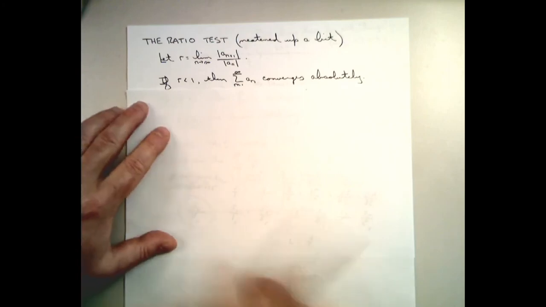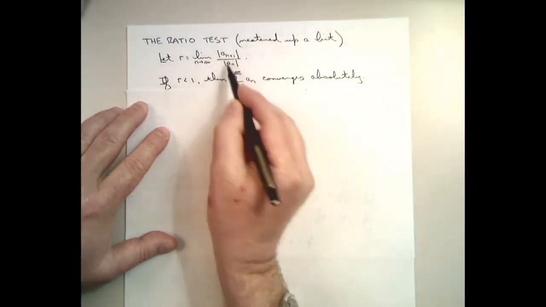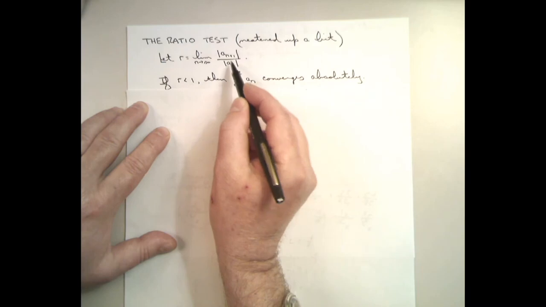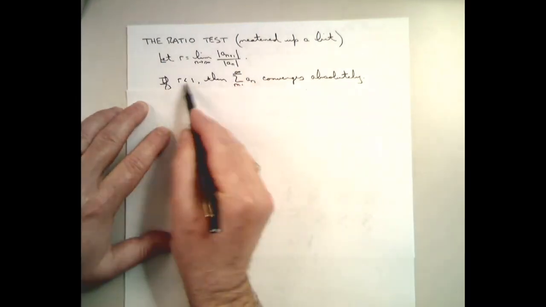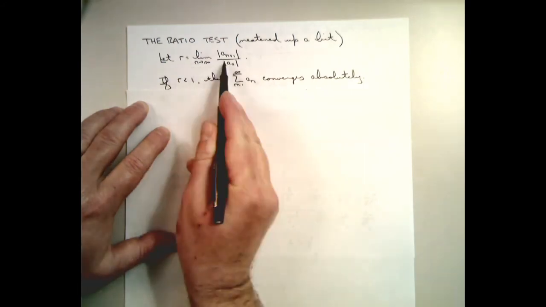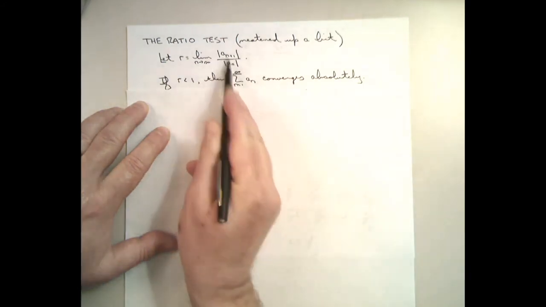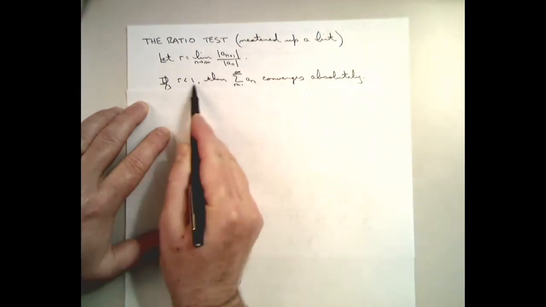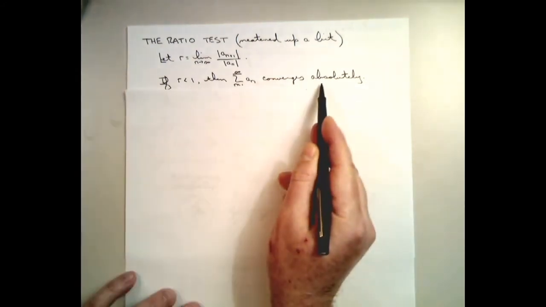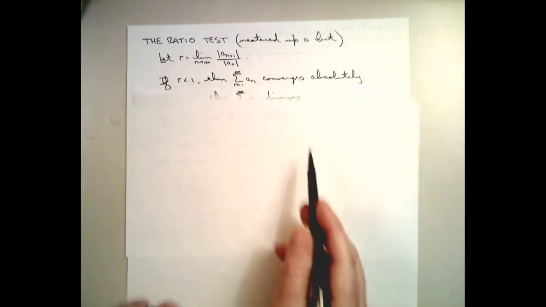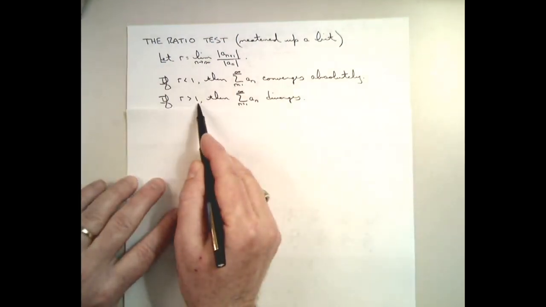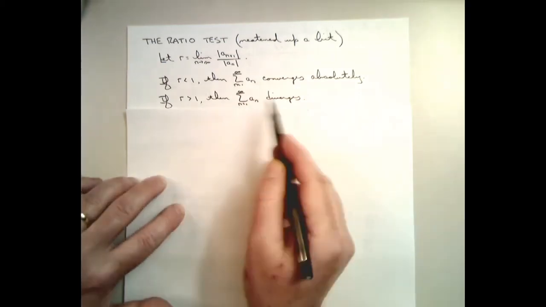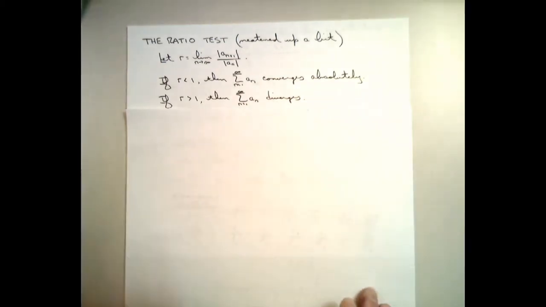Since we've taken the absolute values of the terms, we don't really have to worry about the negative values anymore. The limit is going to be non-negative. But if that ratio is less than 1, then the series converges absolutely. And if the ratio is bigger than 1, then the series diverges.